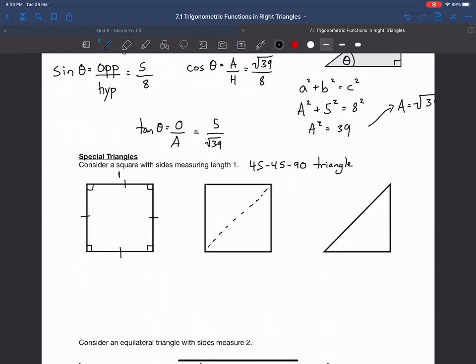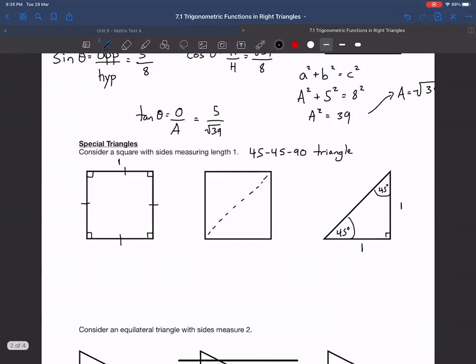And what happens when we create the triangle? Well, we're still going to have this right angle here. This length here is still going to be 1, and this length here is still going to be 1. And because we cut this right angle in half, this must be a 45-degree angle, and this must be a 45-degree angle as well.